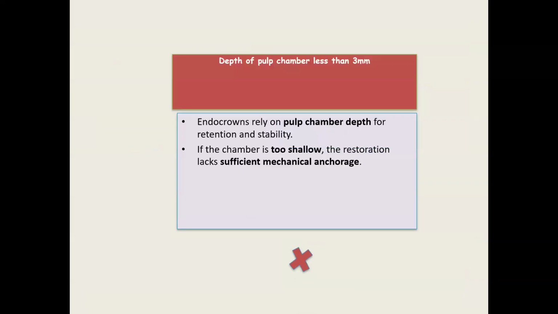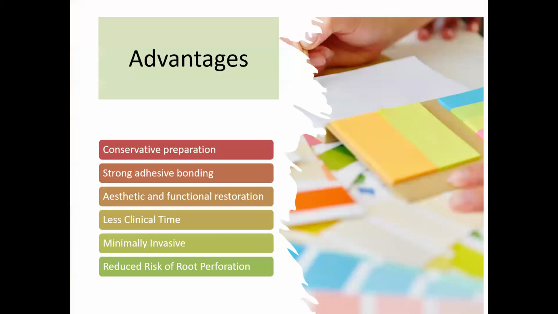And when you are going to give an endocrown, the depth of the pulp chamber should be at least 3 mm, because that is the adequate structure required. If it is not there, if it is less than 3 mm, when you eliminate the crown portion, the retention is not achieved at all.